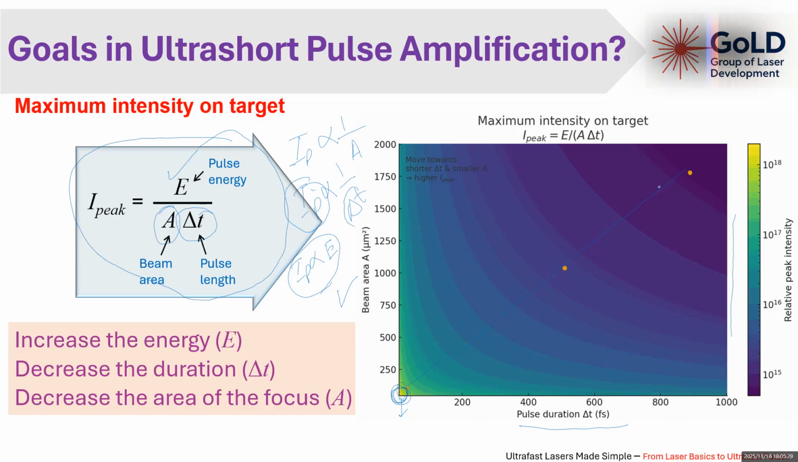Okay, so this is just to visualize or to show you how it could be. So we need to have the maximum possible intensity. It means maximum possible energy as well. And for this we have to take care of the beam area, pulse length, and the pulse energy. Okay.